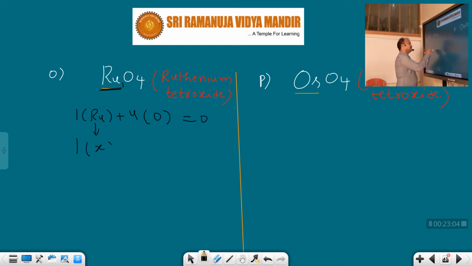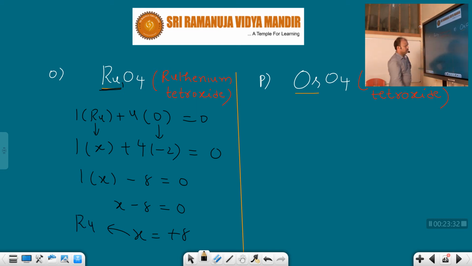Ruthenium we don't know. Say X. Oxygen generally exhibits oxidation number -2. You know very well. It is equal to its charge, which is 0, because compounds are always electrically neutral. So X minus 8 is equal to 0. X is equal to plus 8. Where X is ruthenium, Ru. So therefore the oxidation number of ruthenium is plus 8. Okay students.